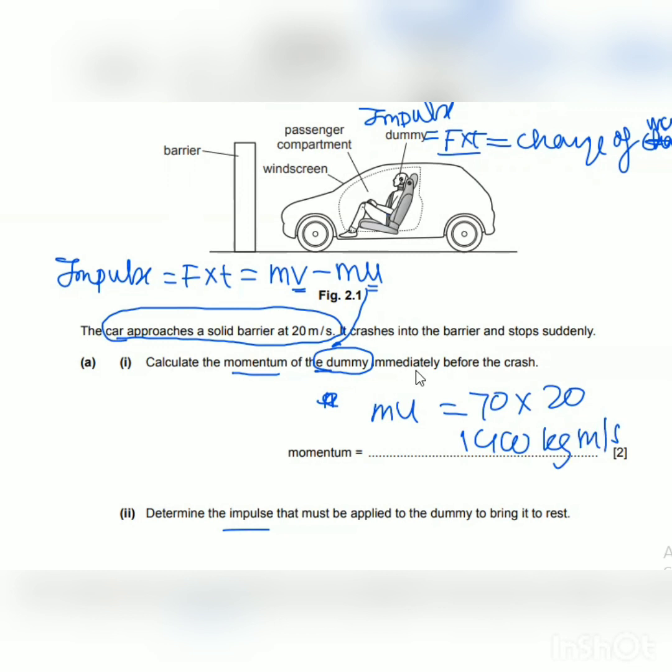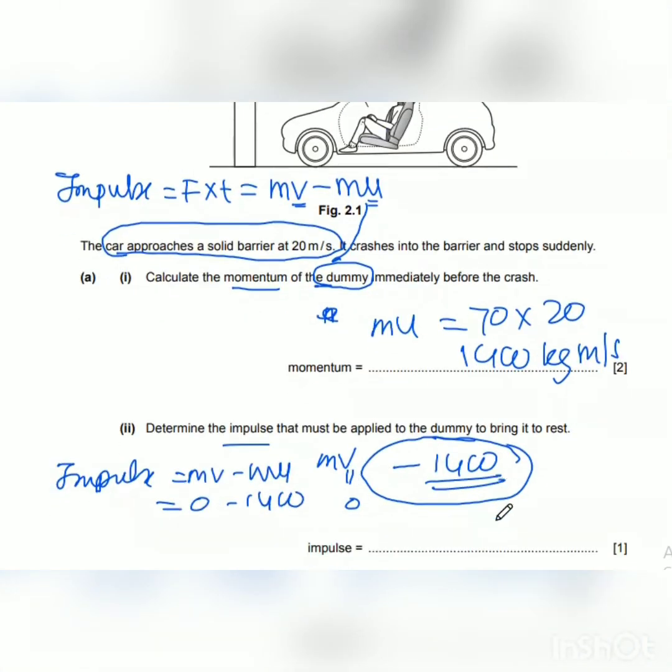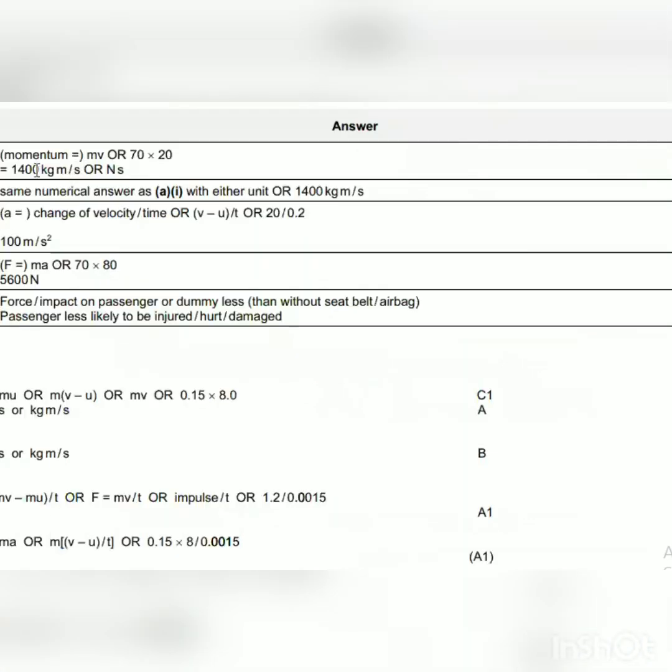Then he says calculate the impulse that may bring it to rest. Now, if it is to come to rest, that means the final momentum mv must be zero. So 1400, the same thing. 1400 should be the impulse, because impulse is mv minus mu, which is 0 minus 1400, which is effectively 1400. Okay. So this is the answer. 1400 is the momentum, and the same numerical value, he says, same numerical answer.